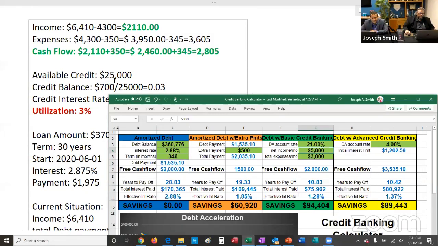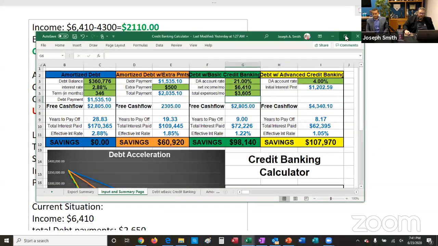Okay, so we've got to put in the right income and expenses. Over here, we have a 21% interest on our credit line. Our income is at $6,410 a month. Our total expenses are now at $3,605 a month, giving us $2,805 of cash flow. Perfect. Nice. So let's take a look now, and we'll maximize this.